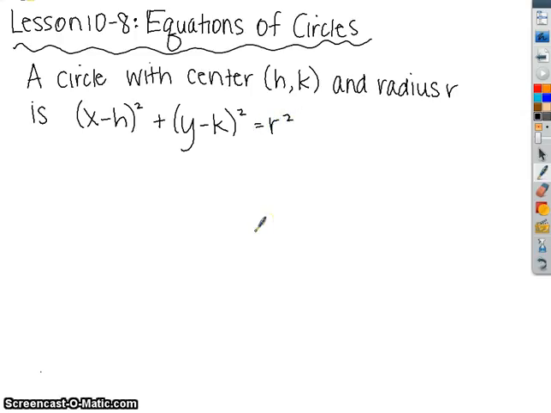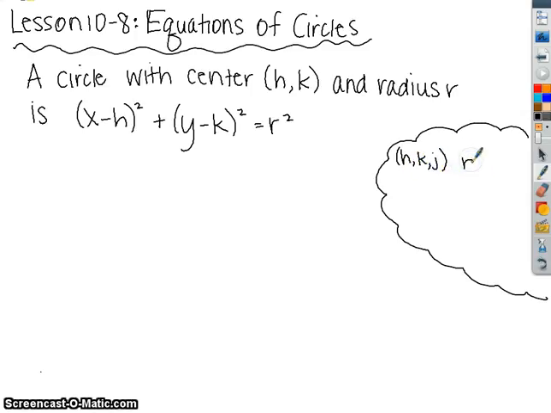This may look a bit familiar to you. If you remember back to those couple of sections that we did in that random unit when we talked about equations for spheres, and in there, I told you that the center was (h, k, j) and the radius was r. So then it was (x minus h) squared plus (y minus k) squared plus (z minus j) squared equals r squared. That's probably why it looks familiar.